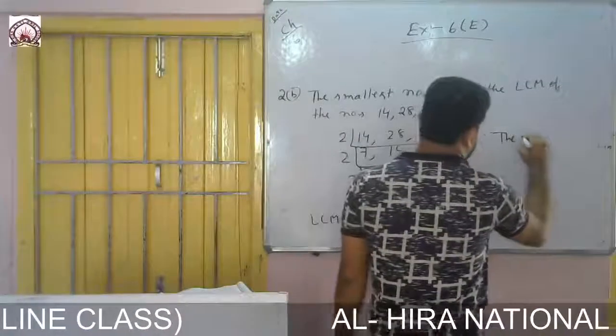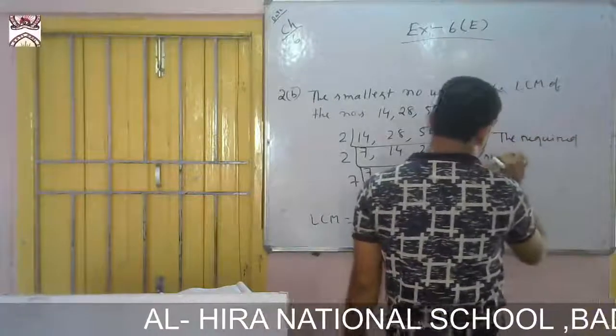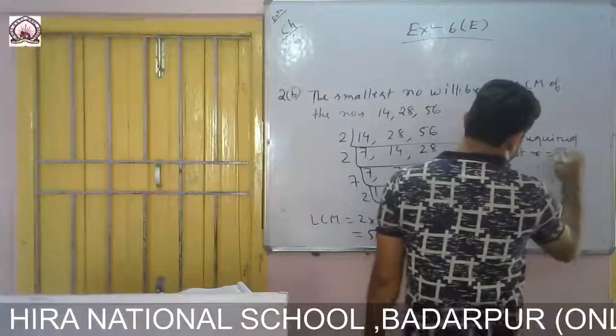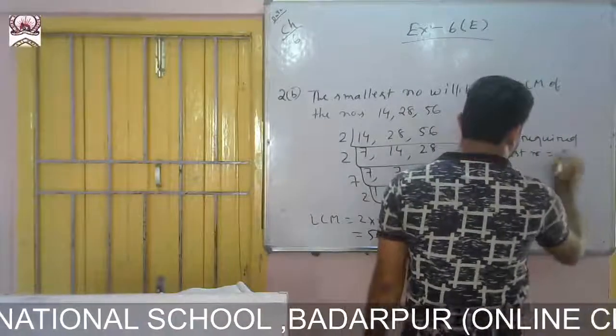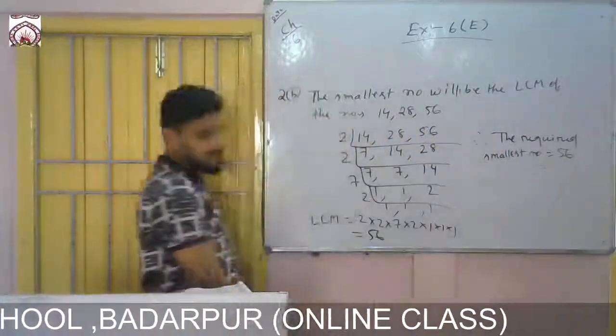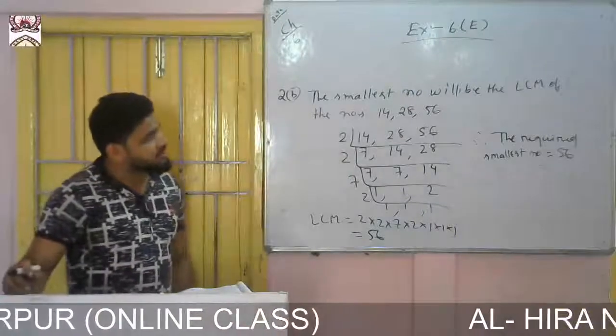Therefore the required smallest number equals 56. Okay, therefore the required smallest number equals 56.